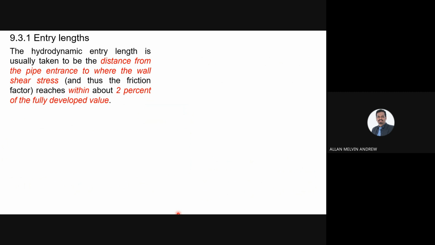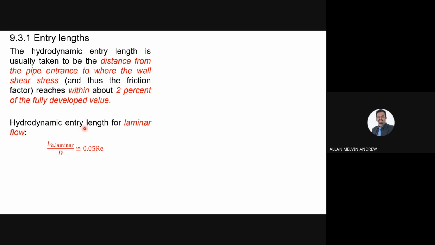9.3.1 Entry length. So the hydrodynamic entry length is usually taken to be the distance from the pipe entrance to where the wall shear stress reaches within about 2% of the fully developed value. So earlier in the picture we are taking LH only from the entry region until the end of that entrance region. That is because it will reach 2% of the fully developed value. After that, it will become constant.